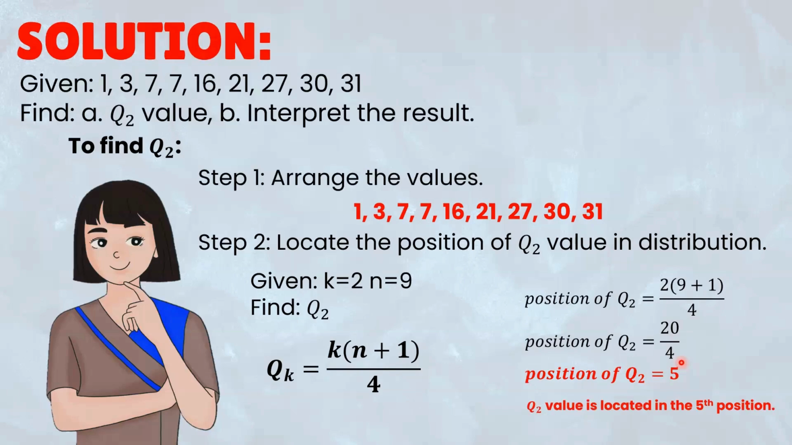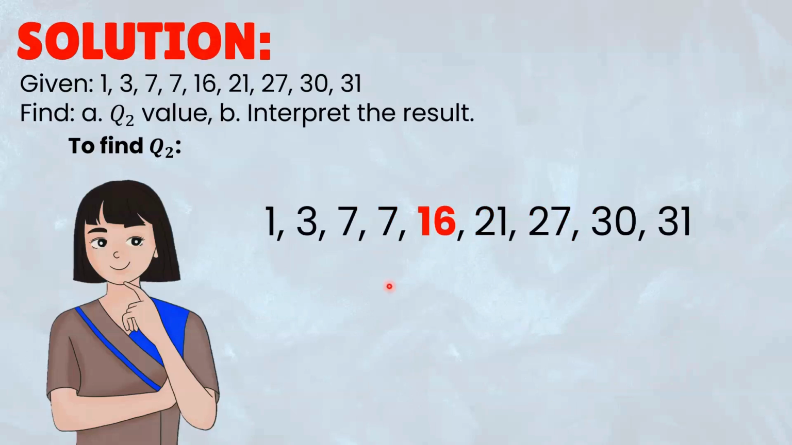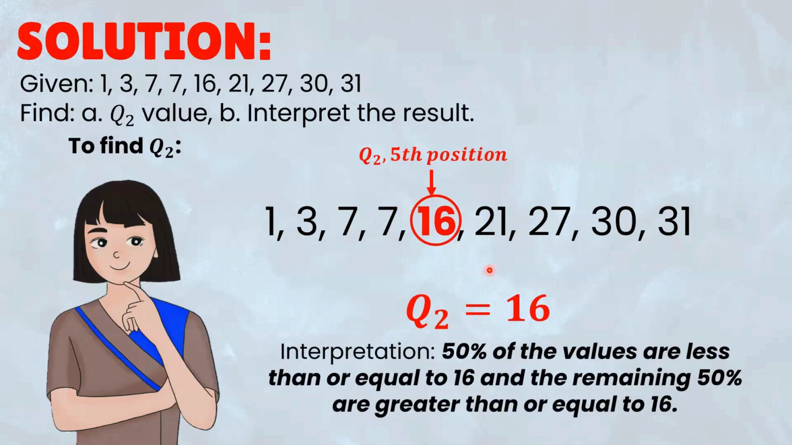Okay. Going back to our arranged values in step 1, the 5th position is here: 1, 2, 3, 4, 5. There's 16. So this is our Q2 value. Therefore, Q2 is equal to 16. For our interpretation of result, if a score of 16 falls on Q2, it means that 50% of the values in our data set are less than or equal to 16. And the remaining 50% are greater than or equal to 16.